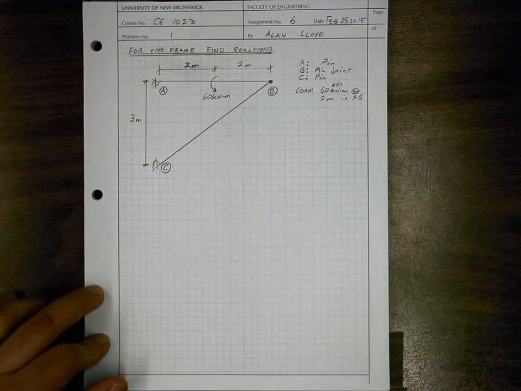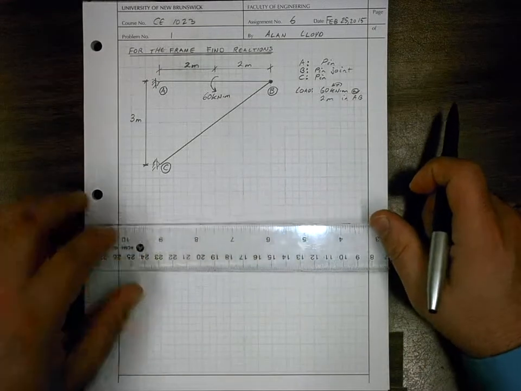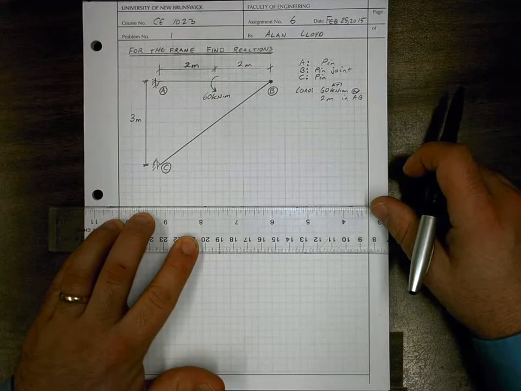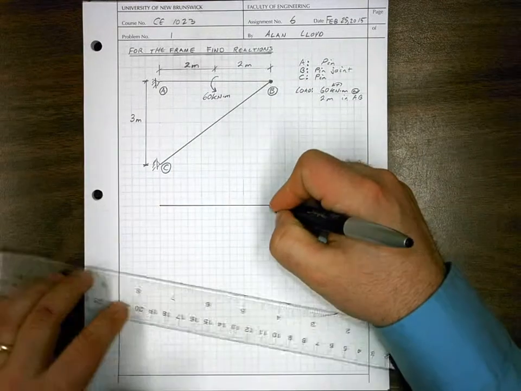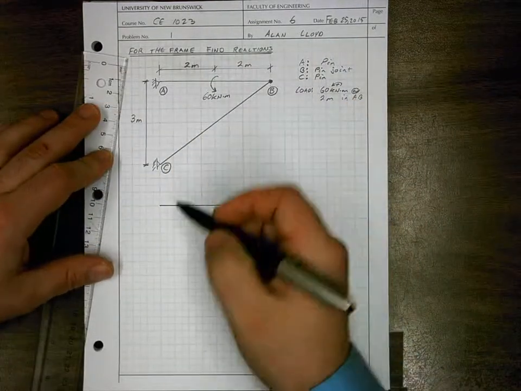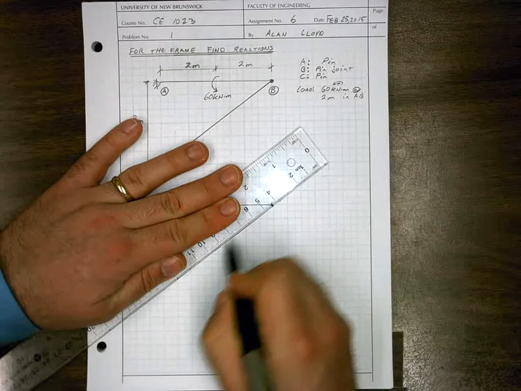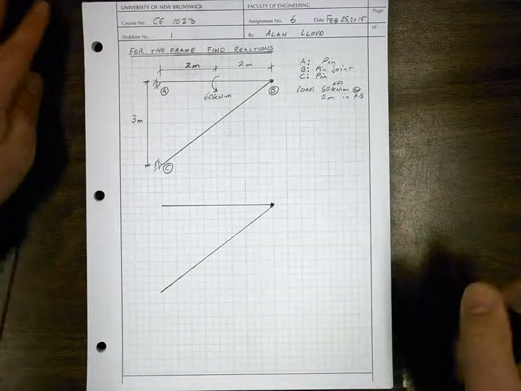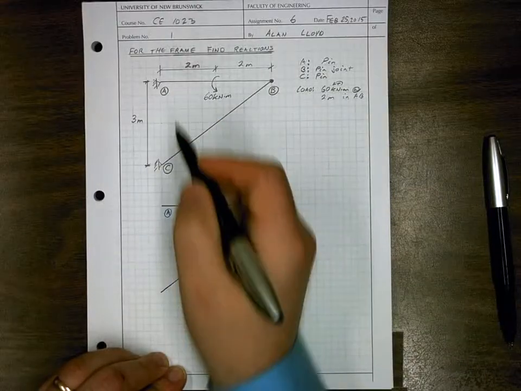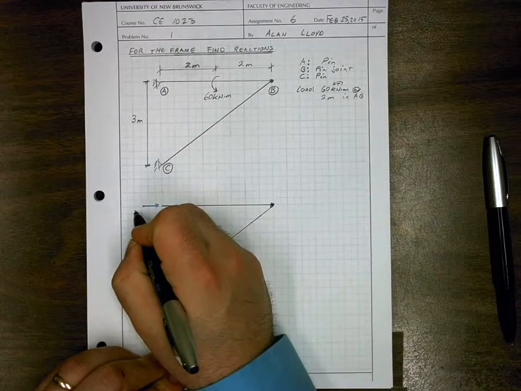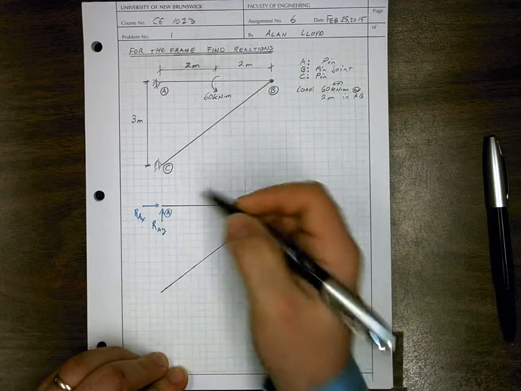Our first step in determining the reactions would be, as always, to draw a free body diagram for this structure. So to do that, we'll simply draw out our members themselves without our supports, and then place our reactions at our support locations. At location A, we have a pin connection, so we have a reaction force RAX and a vertical reaction force RAY.